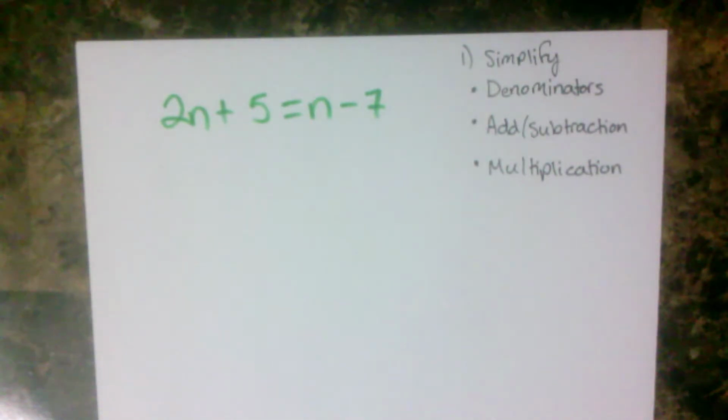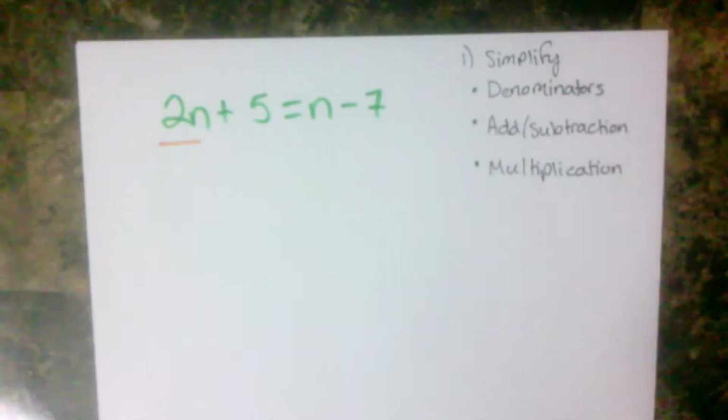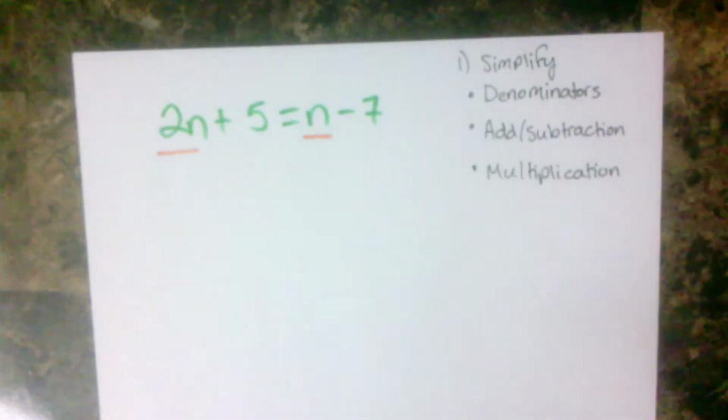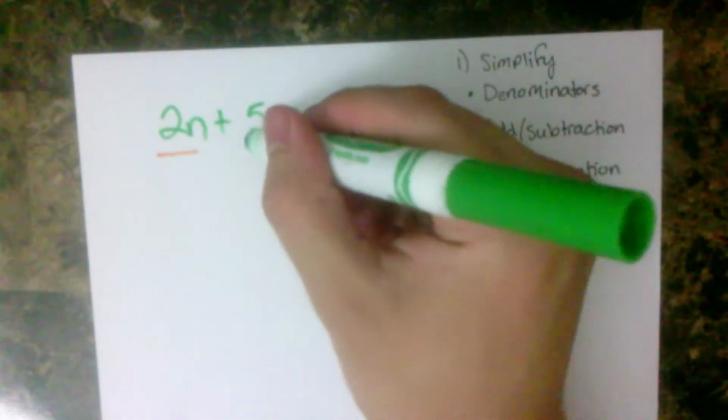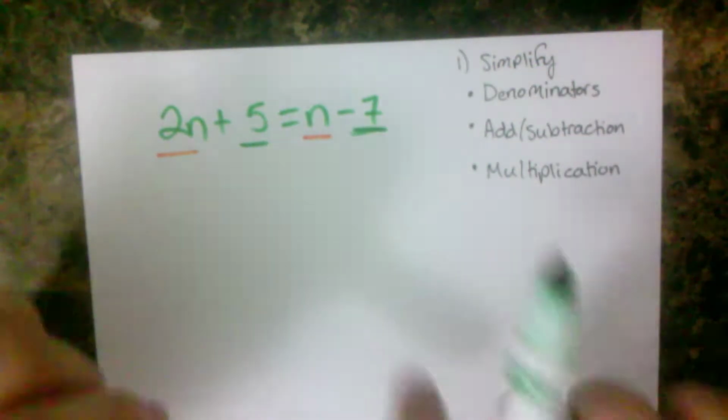You'll notice here that we have a lot of like terms. Remember, like terms is anything with the same variable to the same exponent. So these both have n's, they are like terms. These two do not have letters, therefore they are like terms. So what we want to do is combine our like terms, and it doesn't matter which order.